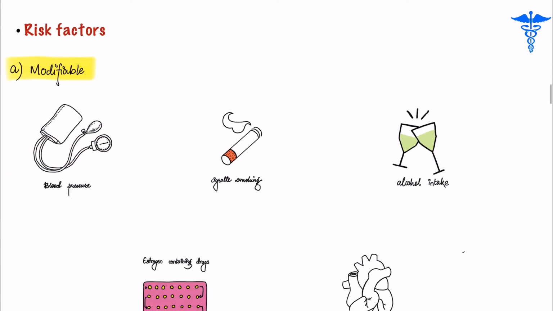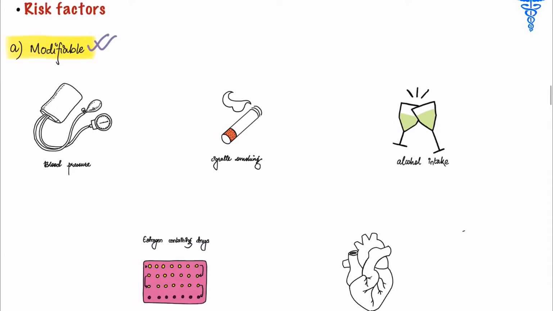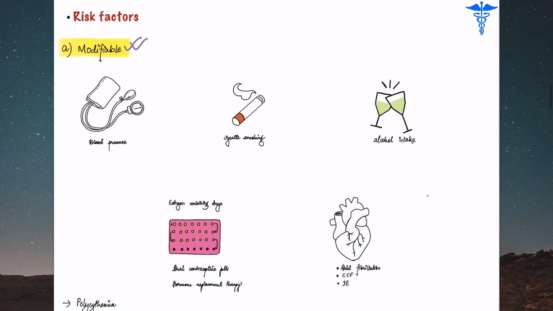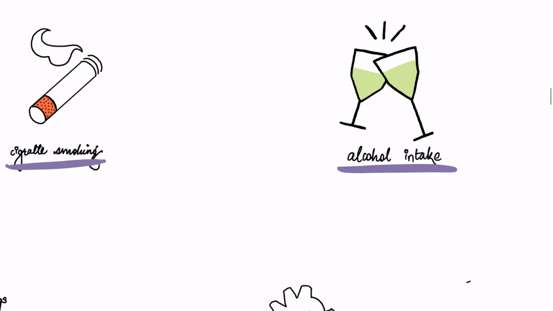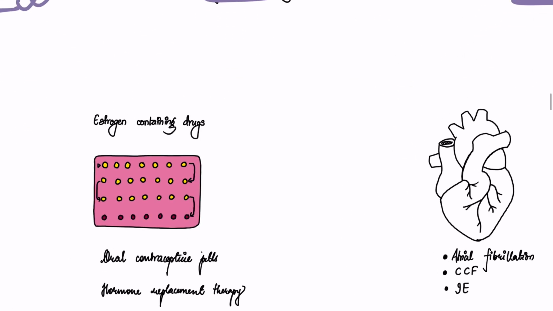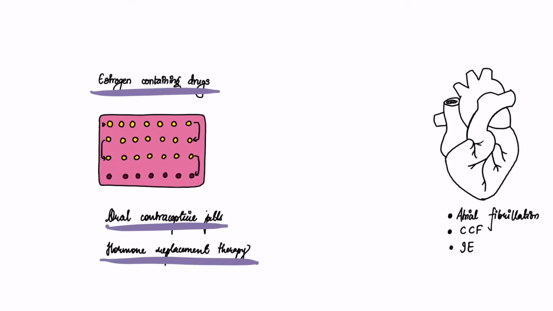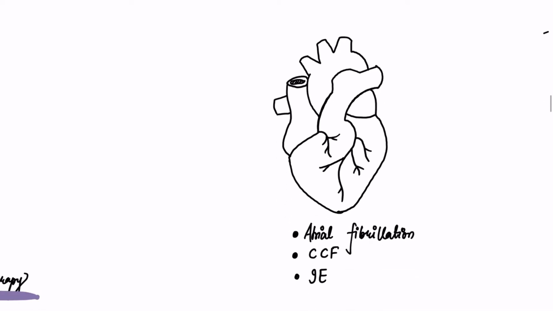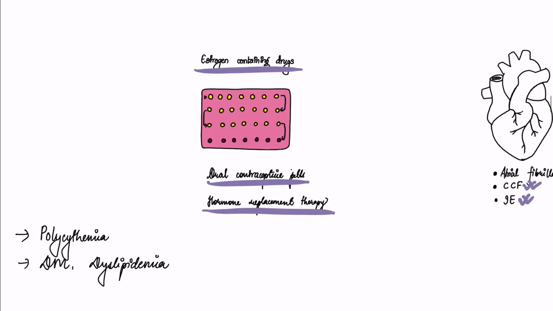Now let's talk about the risk factors of stroke. The risk factors of stroke are divided into modifiable risk factors and non-modifiable risk factors. The modifiable risk factors include blood pressure, cigarette smoking, alcohol intake, the intake of estrogen-containing drugs like oral contraceptive pills and hormone replacement therapies, and heart diseases like atrial fibrillation, congestive cardiac failure, and infective endocarditis. There are some other modifiable risk factors, that is polycythemia, diabetes mellitus, and dyslipidemia.